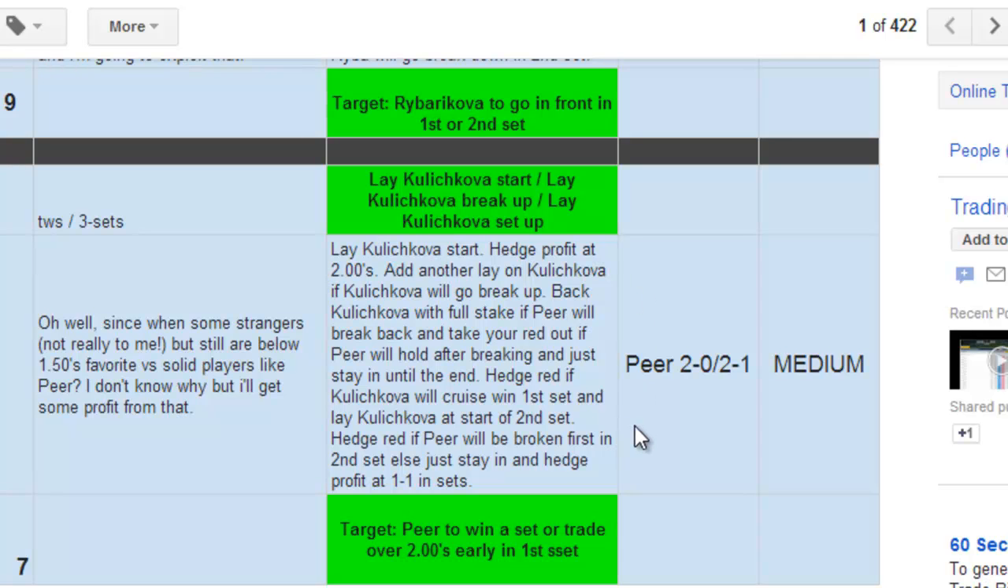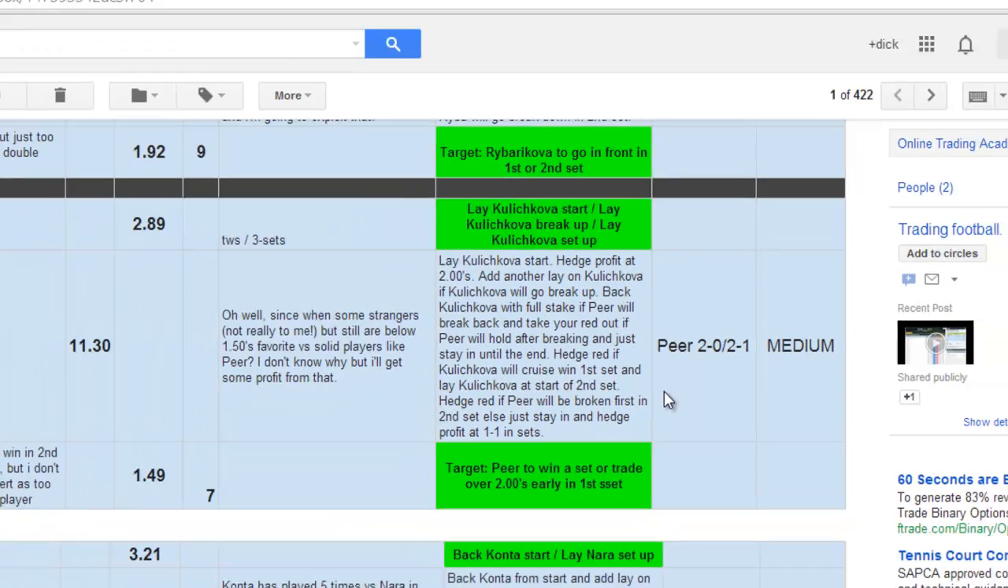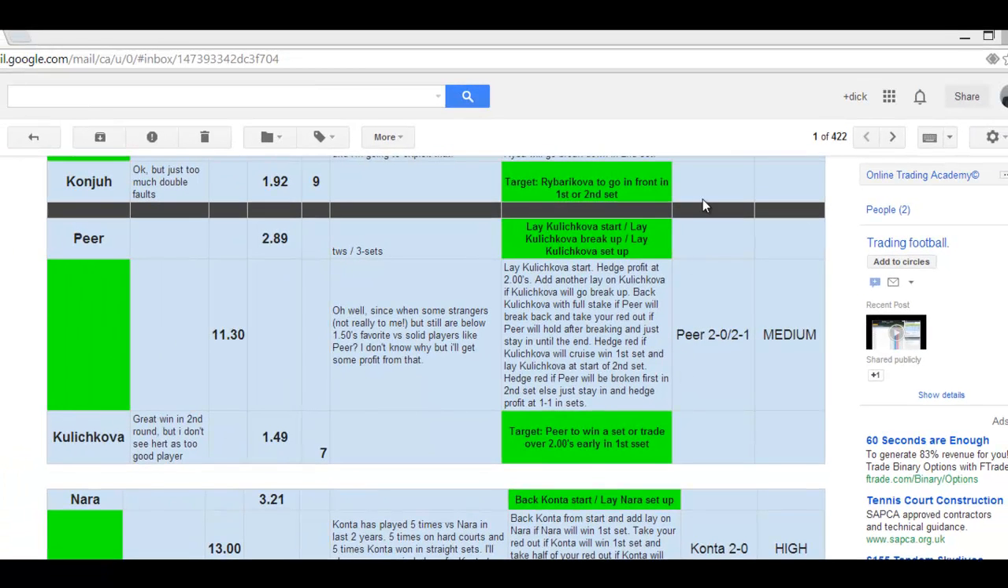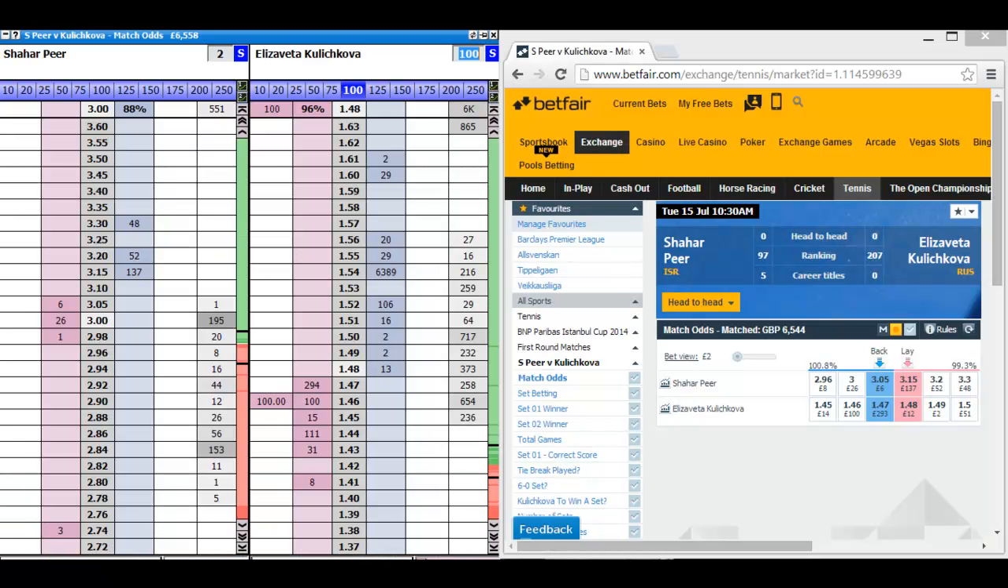This particular screenshot is an email that we send out to our members each day. It is also posted on the website for you to view. And these in-play moves are very well laid out. They're very precise and they're very clear.